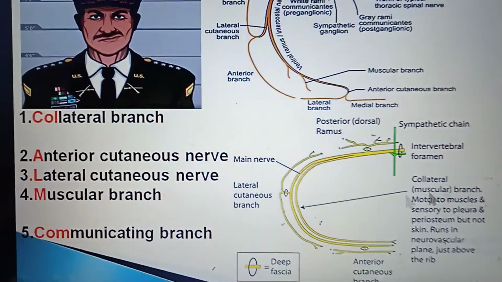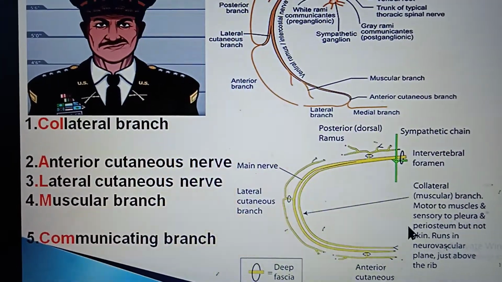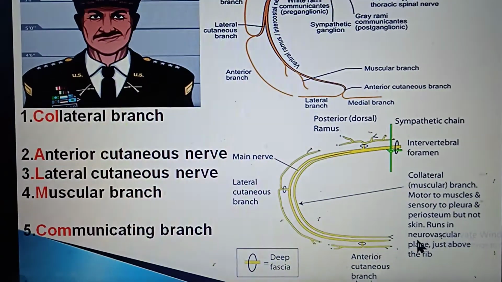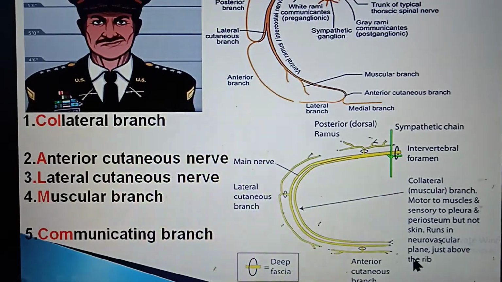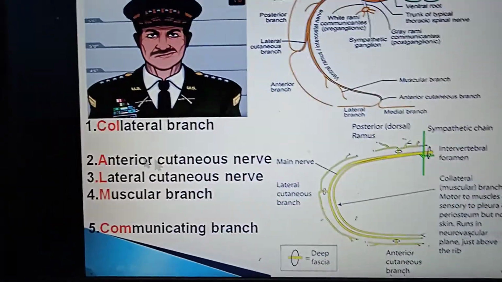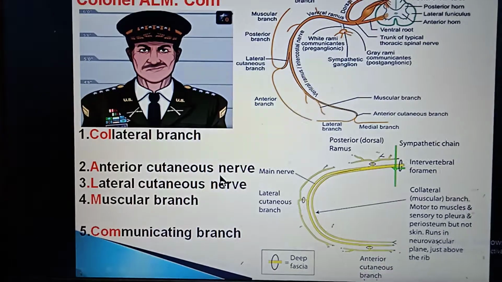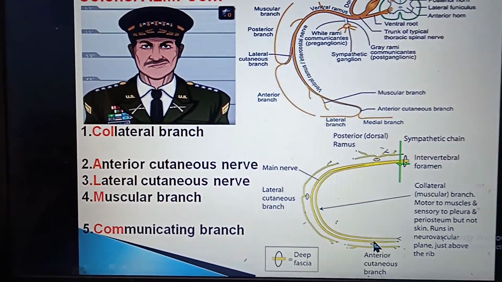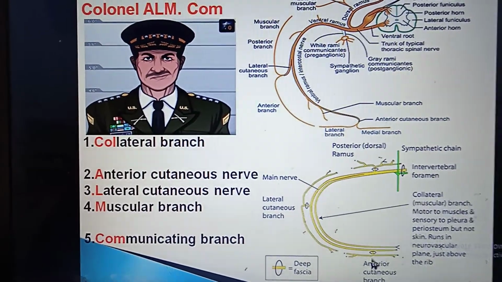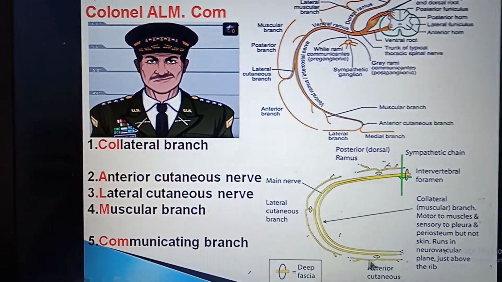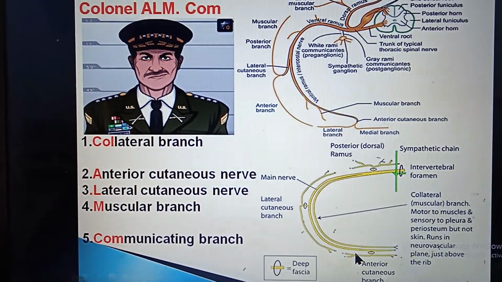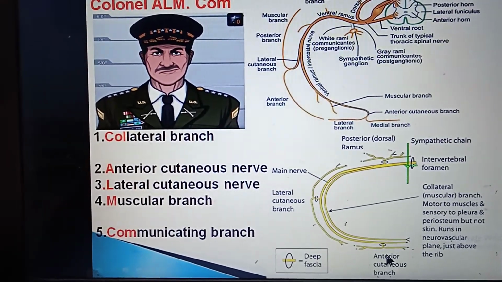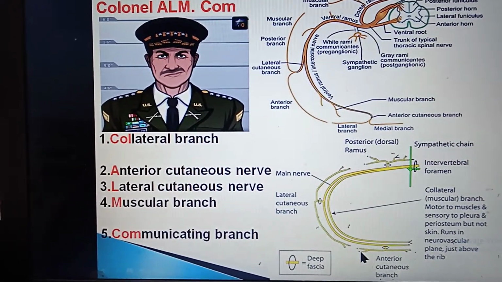Here you can see the collateral branch, which is the muscular branch, motor to the muscle and sensory to the pleura and periosteum, but not the skin. It runs in the neurovascular plane just above the rib. The other one is the anterior cutaneous nerve, which by the side of the sternum pierces the deep fascia and the two muscles, the internal intercostal muscle and the external intercostal membrane, and comes out anteriorly and gives rise to medial and lateral branches.